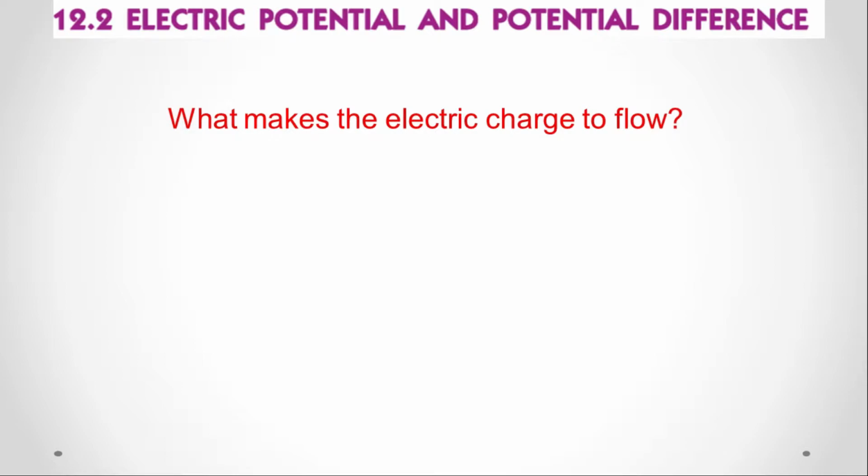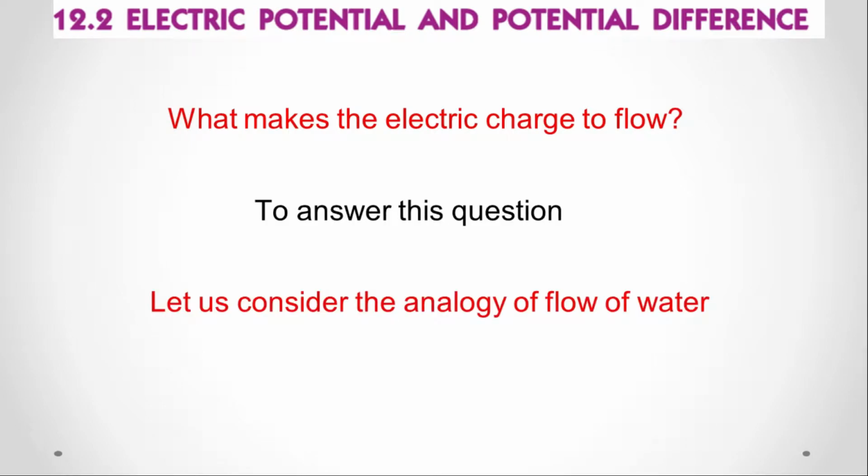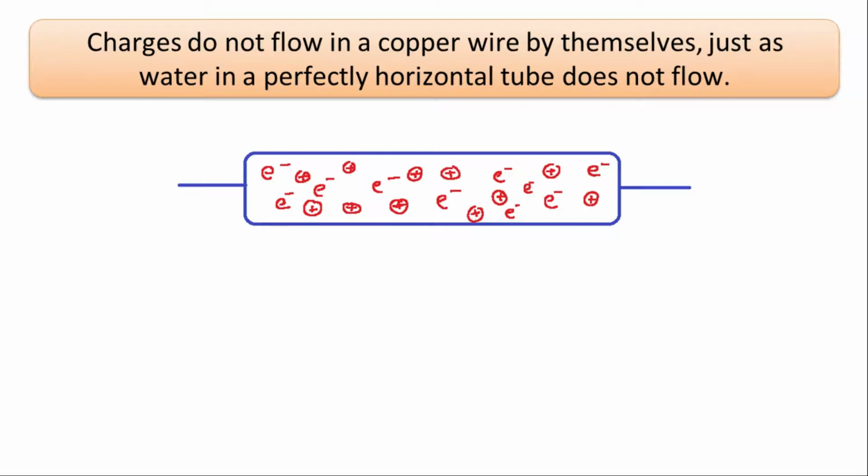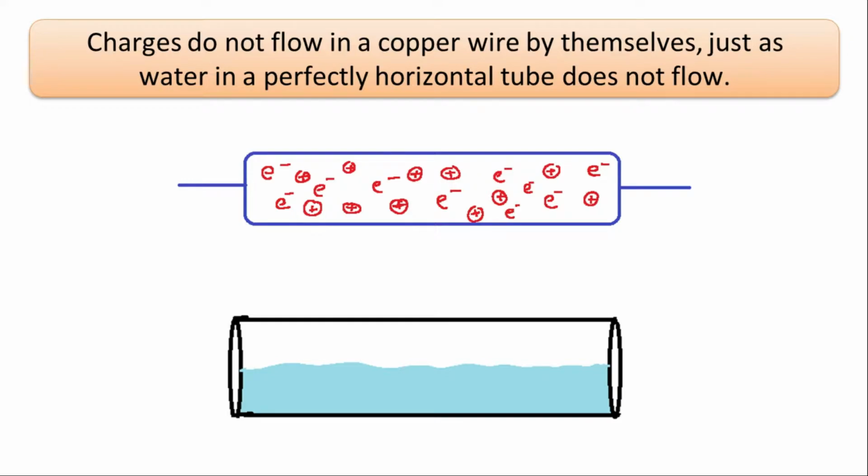The very first question that arises in our mind is, what makes the electric charge flow? To answer this question, let us consider the analogy of flow of water. Charges do not flow in a copper wire by themselves, just as water in a perfectly horizontal tube does not flow. As you can see here, there is a copper wire but no flow of charge, and here there is a tube but no flow of water.